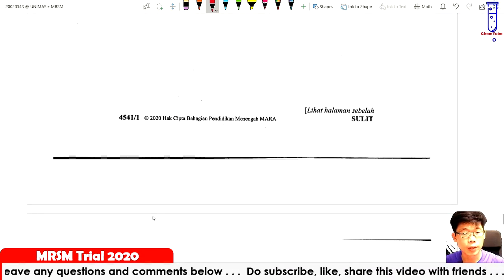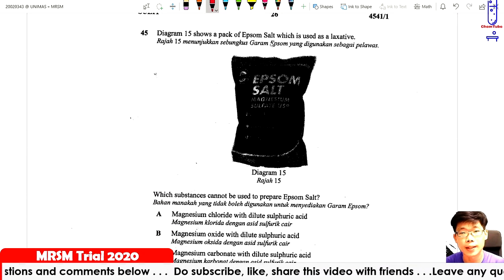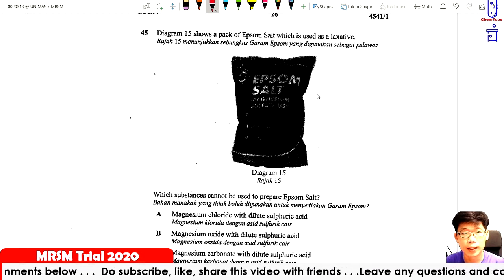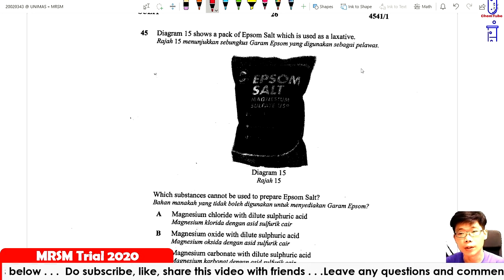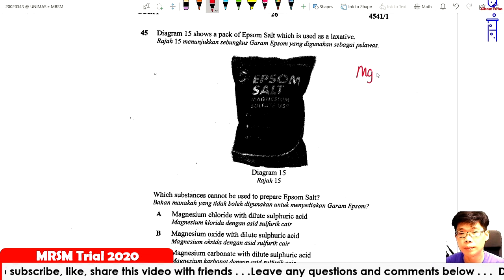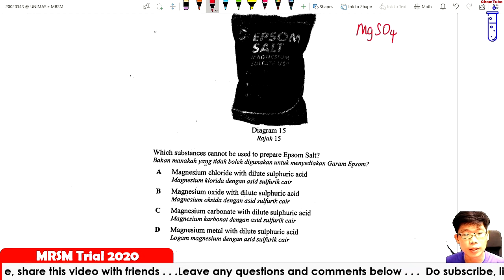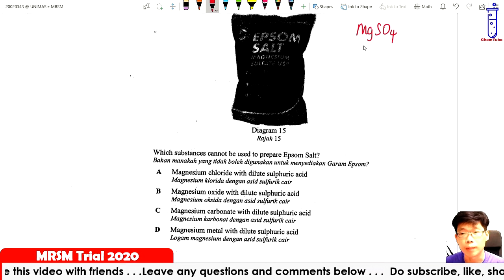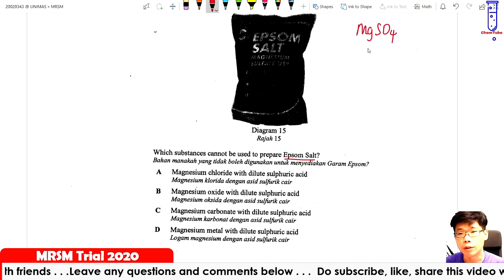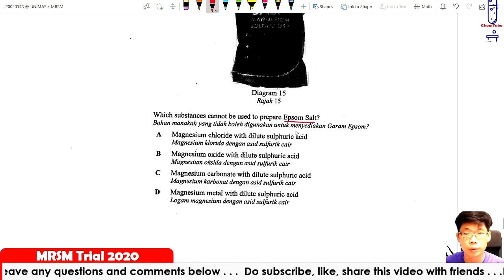Okay, next question. Diagram 15 shows the pack of Epsom salt which is used in a laxative. You can see, or you just remember, that Epsom salt contains magnesium sulfate. So which substance cannot be used to prepare magnesium sulfate, the Epsom salt? Here we have to know it is a soluble salt.